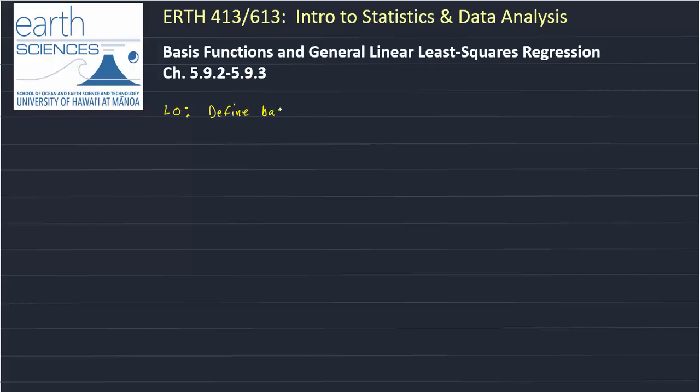So you're going to define your basis functions. You should know how to do that. And the G matrix for doing a general linear least squares regression.